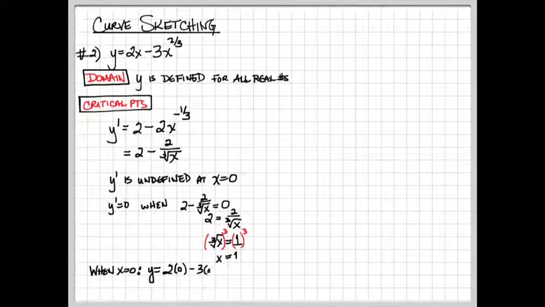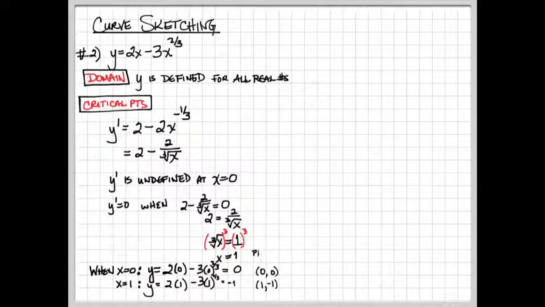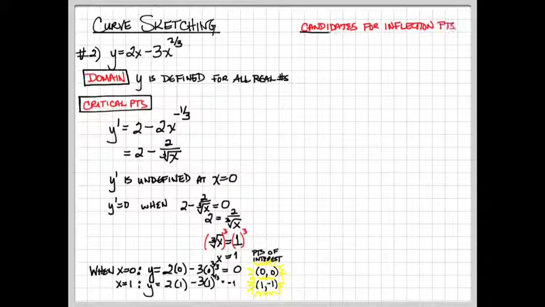So when x is 0, compute the output y, you get 0. When x is 1, compute the output by substituting 1 into the original equation, and you get -1. So we end up with 2 points that are going to be on our final graph, (0, 0) and (1, -1). Now we want to go ahead and determine what the candidates for inflection points are.